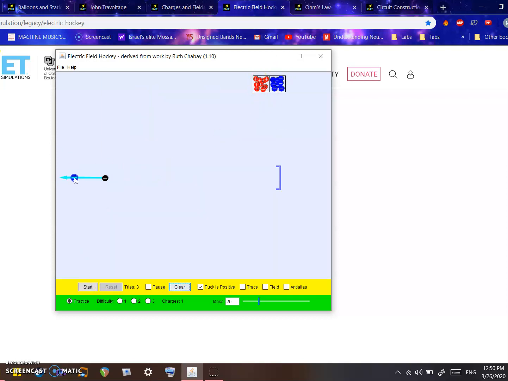Now, if I put a negative charge here, of course it's going to attract. So we won't make it. Oh, and notice it actually oscillates. That's pretty interesting. Let's reset that.